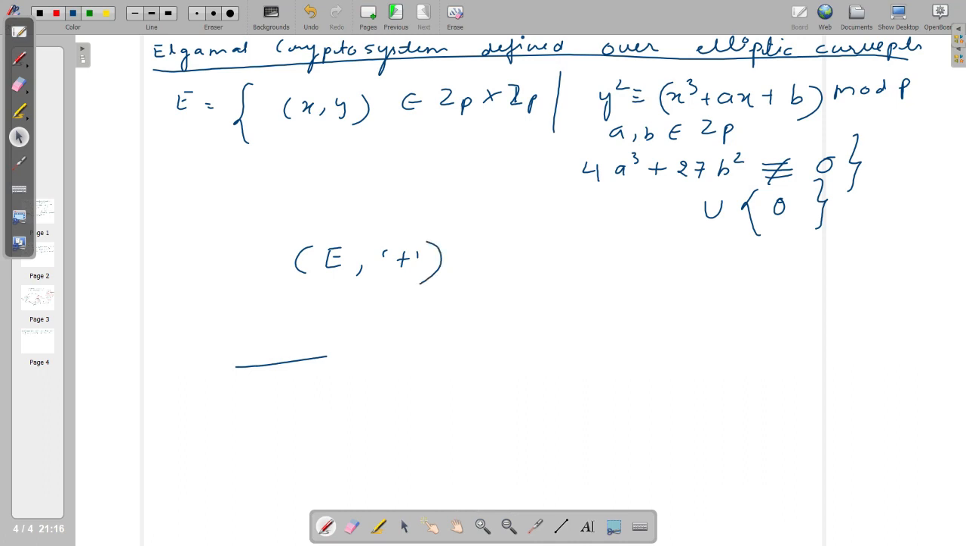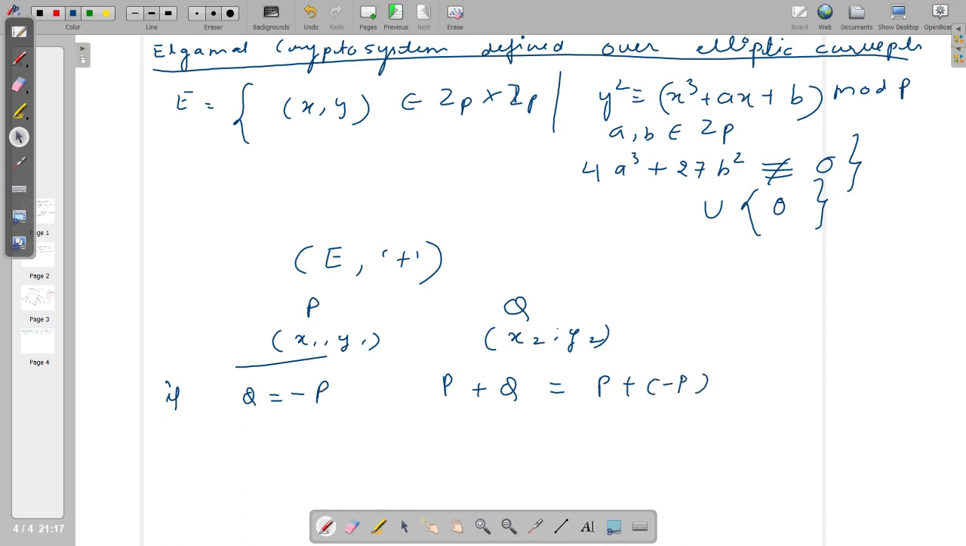So now for this group we are going to define our ElGamal cryptosystem. Let's say it has two points P and Q. P is equal to (x1, y1) and Q is equal to (x2, y2). So if we define the elliptic curve, there can be three cases. The first one is if Q is equal to minus P. In this case, P plus Q is equal to P plus minus P, which is going to be the point at infinity theta. The second one is when Q is not equal to P.